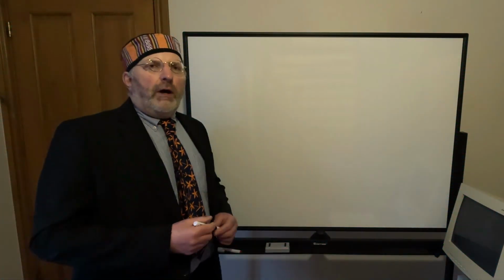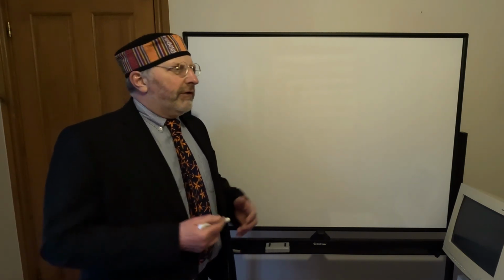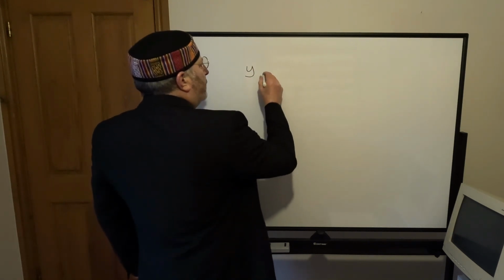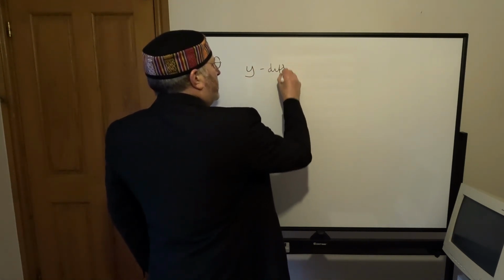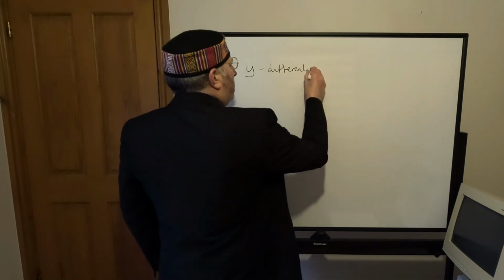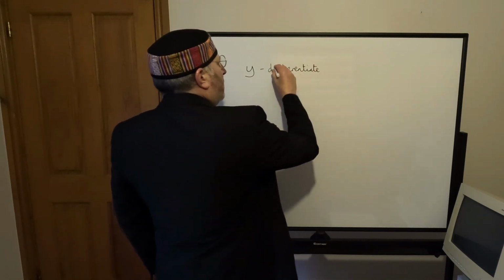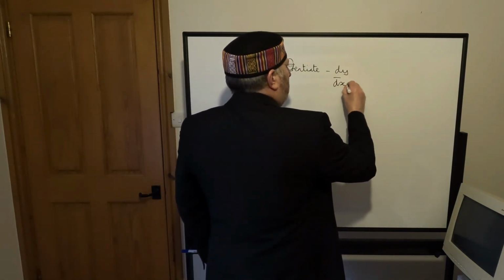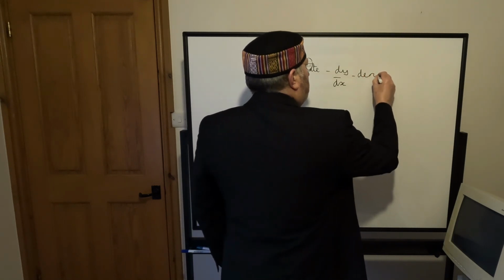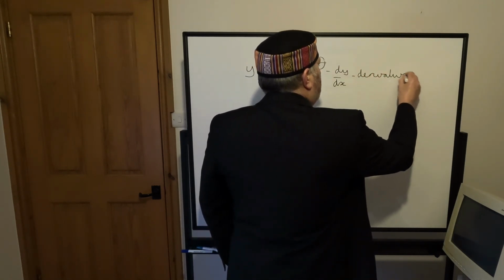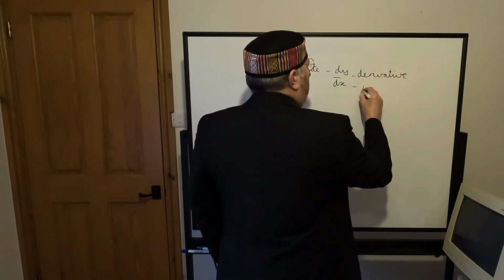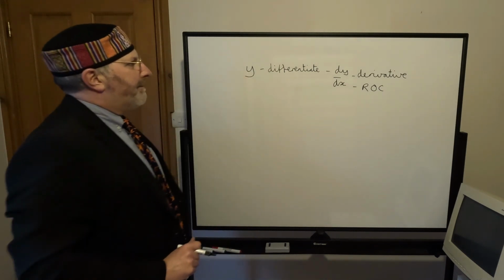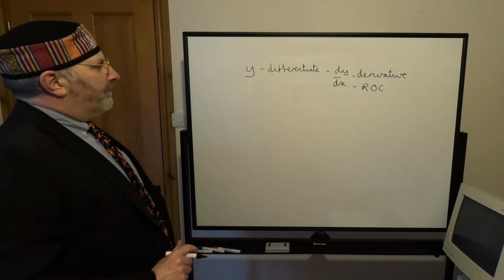And now I'd like to summarize the ideas of calculus that we've seen so far. So firstly, if we have a function y, we can differentiate it to get dy by dx, which is the derivative and corresponds to the rate of change of the variable y with respect to x.